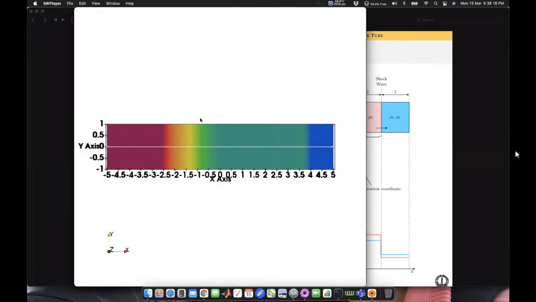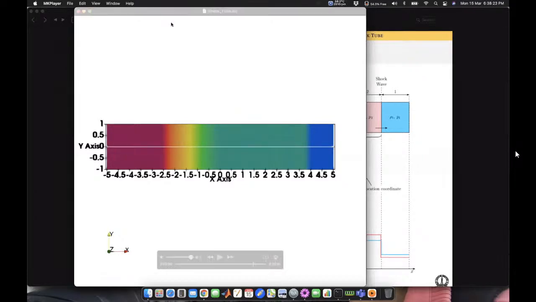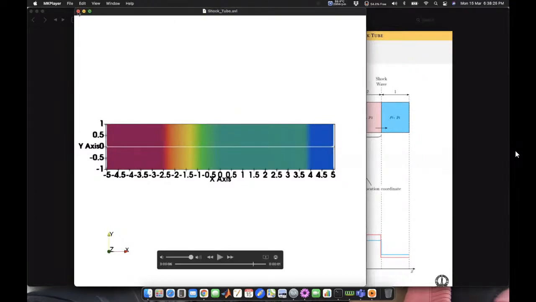But if I have to show the same thing for an experimental setup, I may not be able to visualize the shock wave as simply as I'm showing you here. Let us look at the same thing in terms of pressure. What happens?